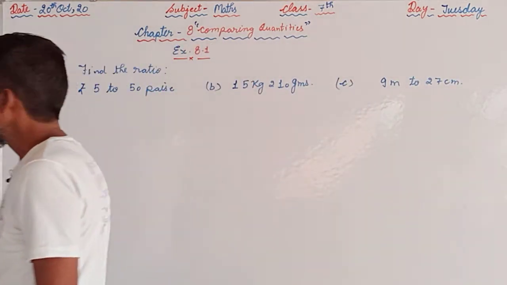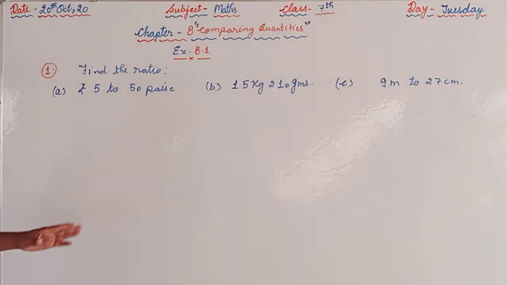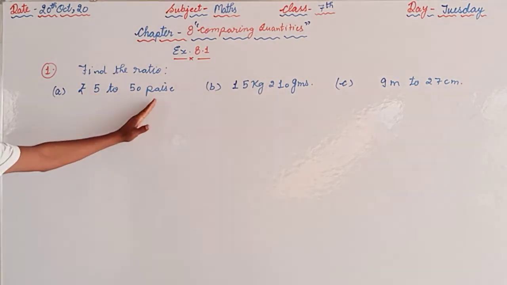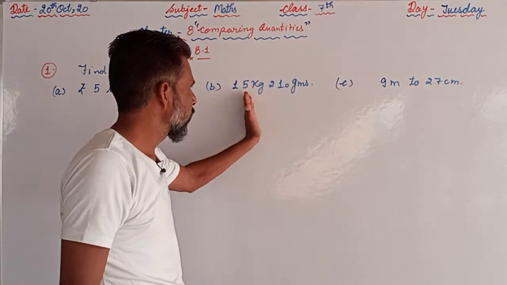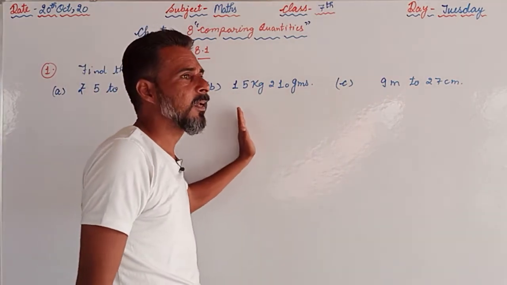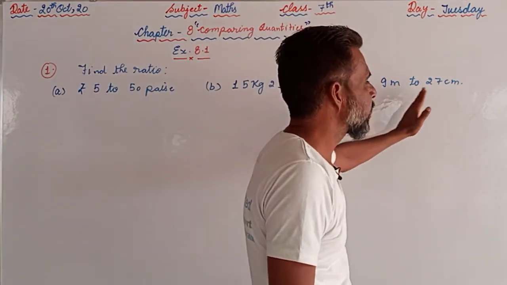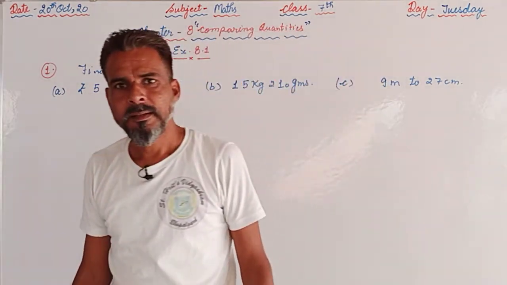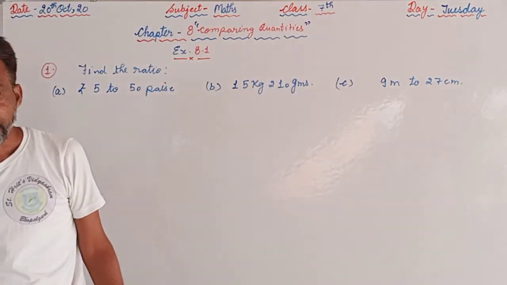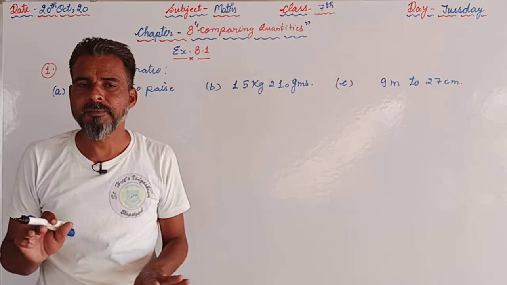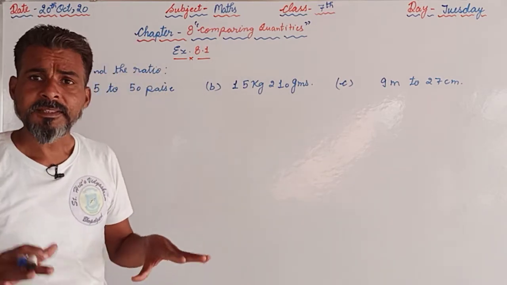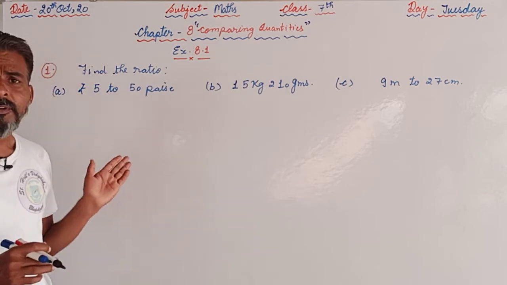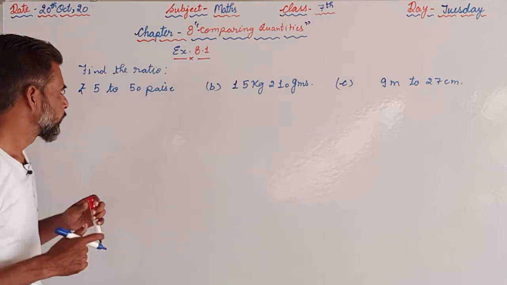So here in these cases we can see that this is rupees, this is paise, meaning units are not the same. Similarly here this is kilogram, this is gram, the units are again not the same. Here meters and centimeters, meaning the units are not the same. If the units are not the same, then we cannot compare. We are supposed to compare like quantities only. Like quantities means having the same units.